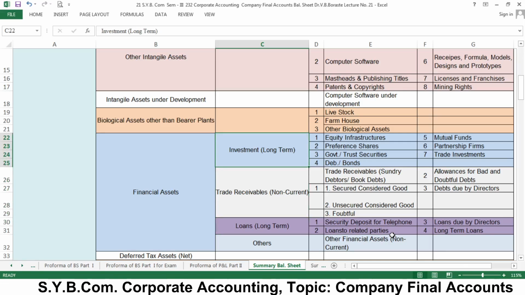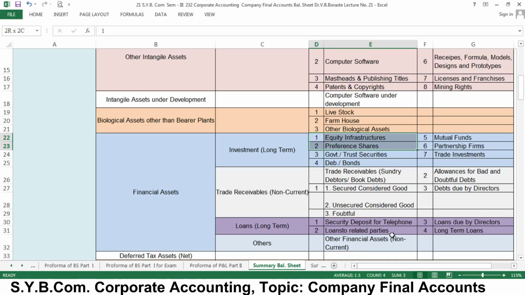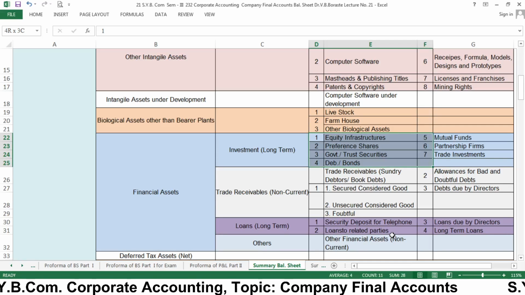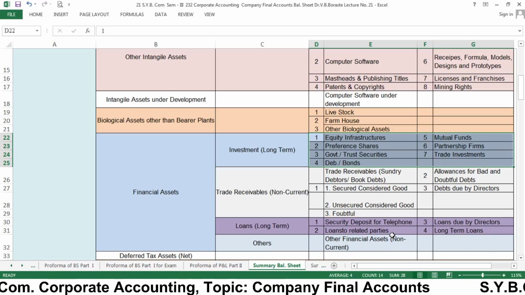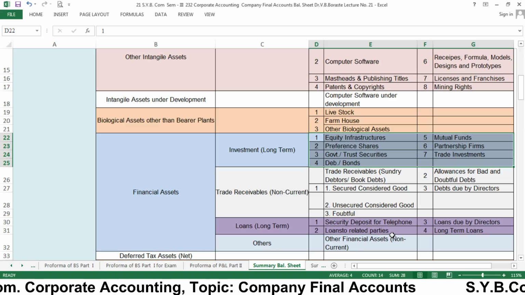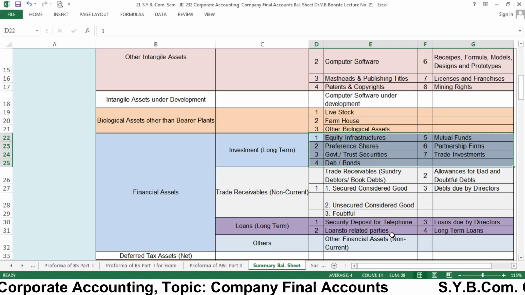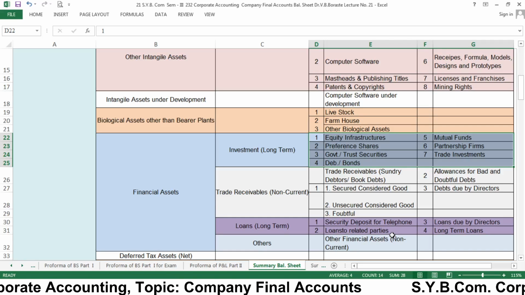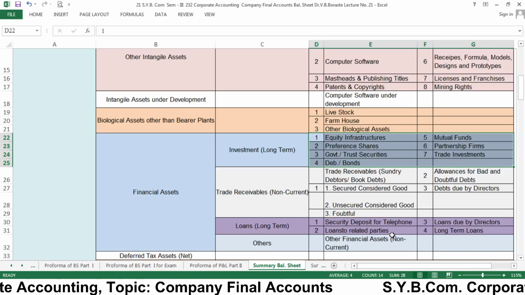Under the head investment, long term, there are equity, infrastructure, preference shares, government securities, debentures, bonds, mutual funds, partnership firms, and trade investments. All investments are covered under the head investment, which is called long term. After that, there are certain trade receivables, that is trade debtors, or sundry debtors, book debts, secured considered good, unsecured considered good, and doubtful.